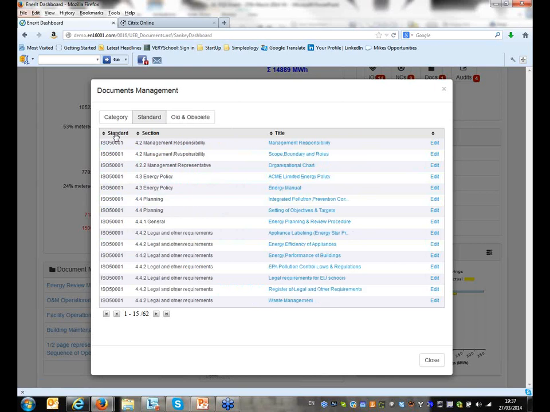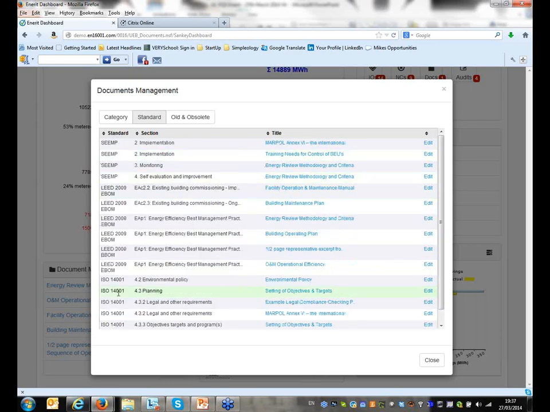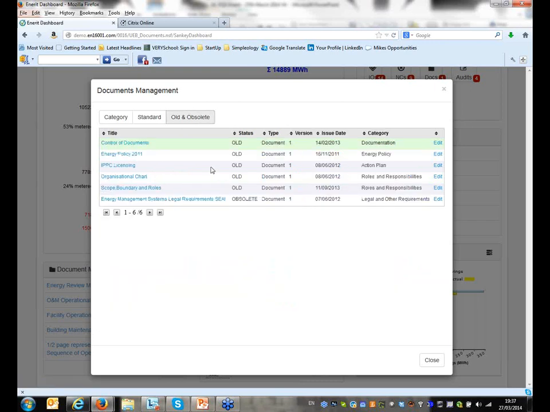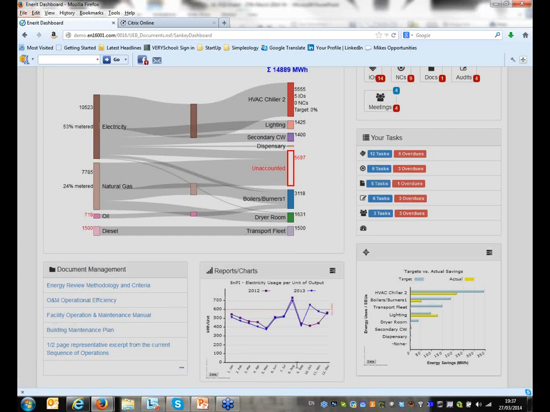So the system allows you to cross-reference and use the system for document management across the different standards, whether it's 50001 or 9000 or 14000, or even other standards such as LEED, it's in here, or SEMP, which is the shipping industry. And even old and obsolete documents can be viewed depending on your profile. So it's a full document management system there.